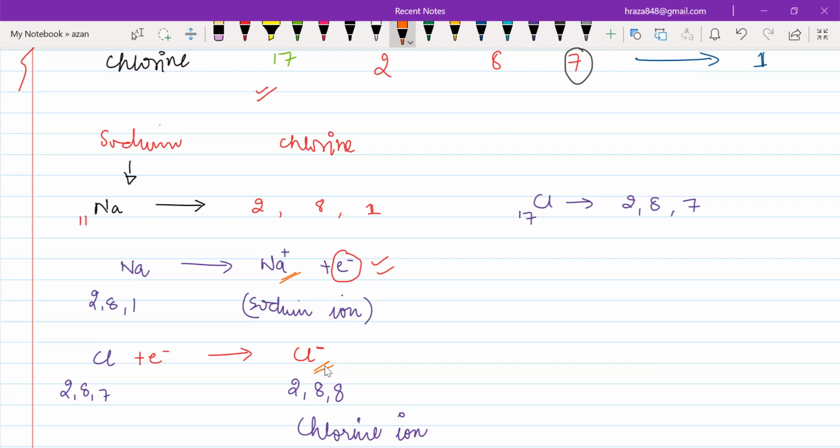Yes, sir. So this will be attracting each other, and there will be bond formation. That bond is called ionic bond, and the compound formed is called ionic compound. Please write it. Then I'll show you electron dot structure. Okay.